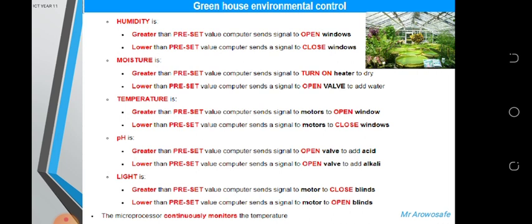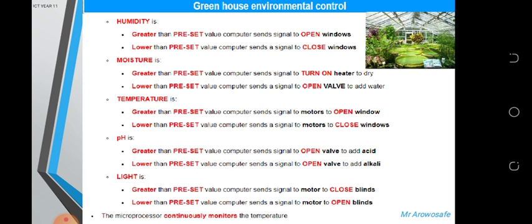Now if moisture is lower than preset value, computer sends a signal to open valve to add water. It means that here there's not enough water, because the moisture is lower than the preset value. The preset value, that is the amount of water that's supposed to be here, is higher. So we need more water here.